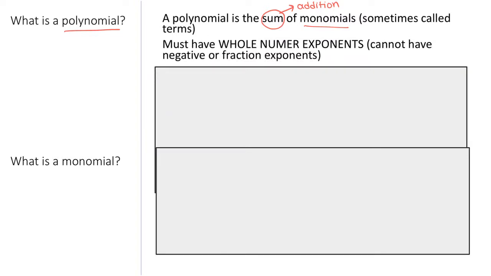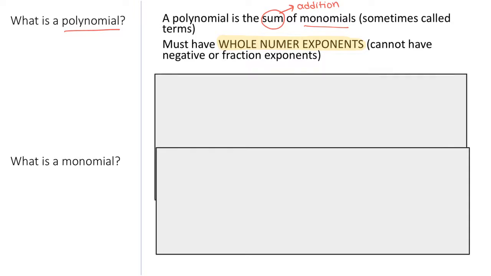Polynomials must have whole number exponents. So a whole number exponent, as a reminder, is like 0, 1, 2, 3, 4, 5, 6, 7, 8, 9, 10. Basically, they cannot have negative or fraction exponents.